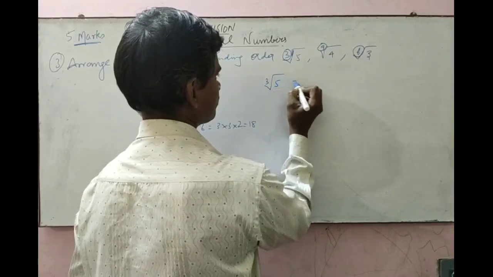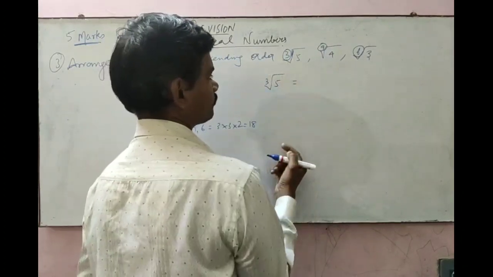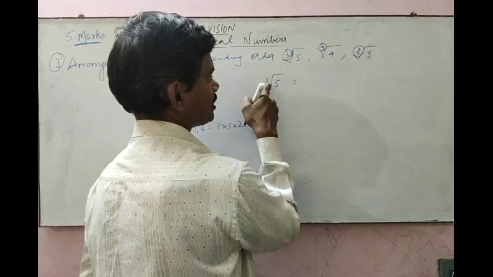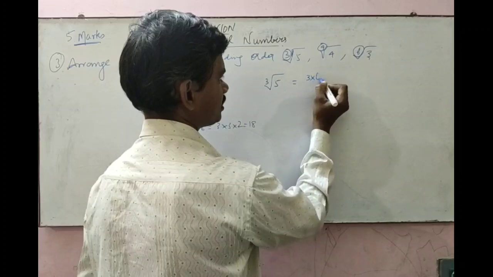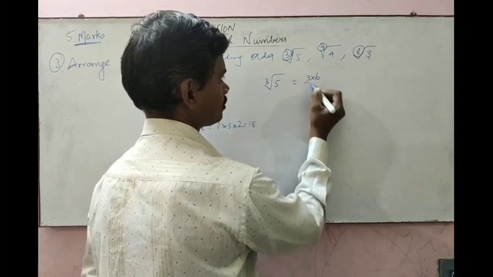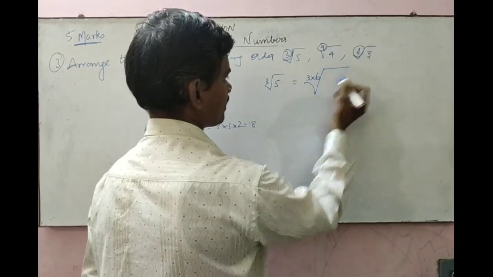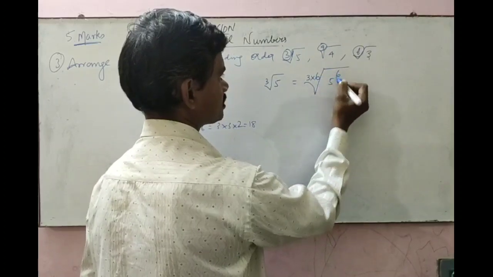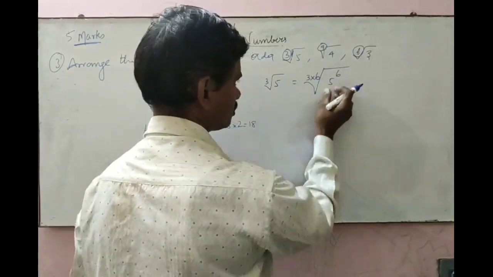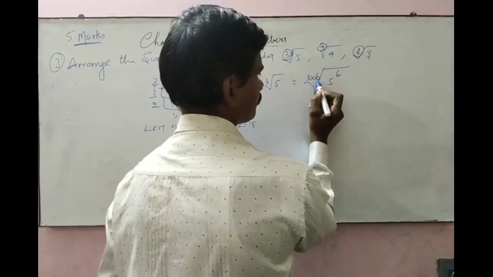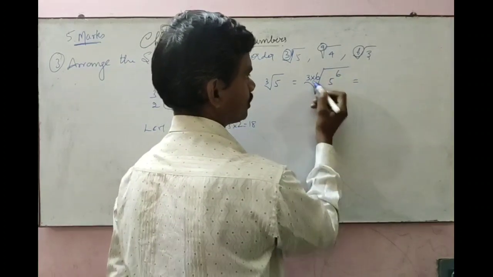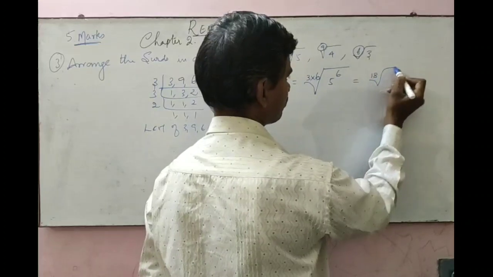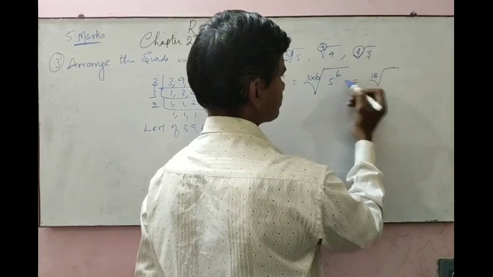How? Listen here. Cube root of 5. I am going to change this 3 to 18 by multiplying 3 into 6 gives 18. To adjust this, I am going to bring this 6 inside the surd as the power. If I multiply 6 here, I have to adjust with the power. Now the answer becomes 18th root of 5 power 6.